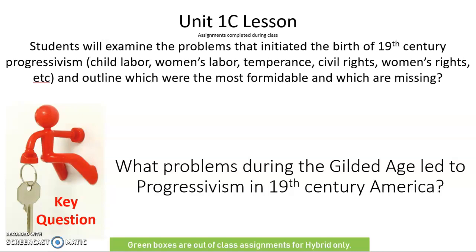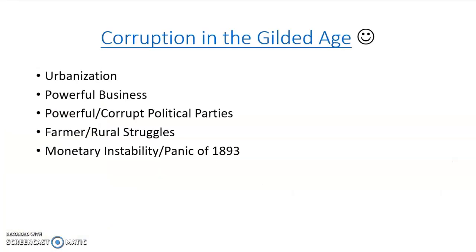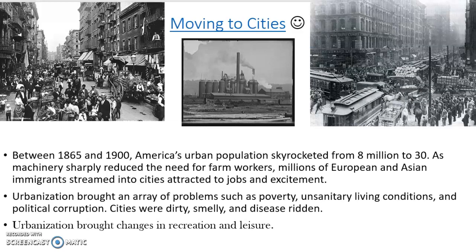In the Unit 1C lesson, we're going to examine the problems that emerge in the Gilded Age, and they're going to initiate what will become known as 19th century progressivism. There were various problems, various corruptions during this time in American history. Urbanization, really powerful business, powerful and corrupt political parties, rural and farmers struggling, and finally a monetary instability that is going to lead to a panic and an economic crash in 1893.